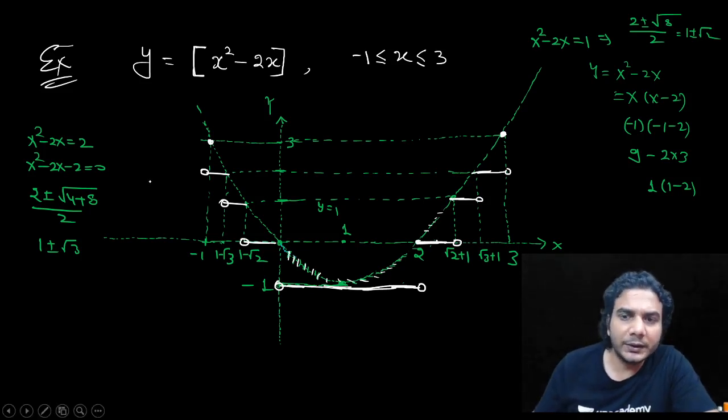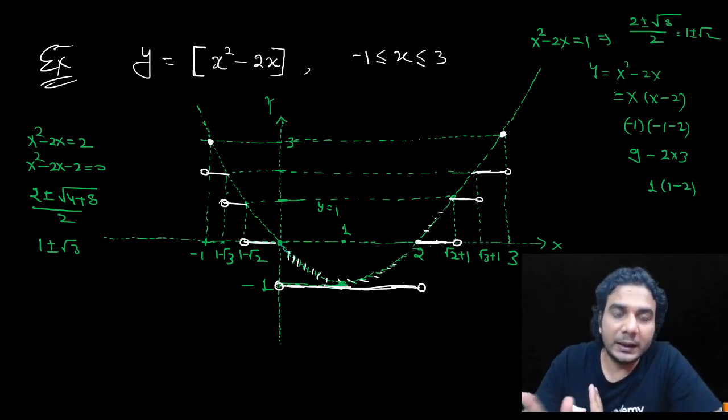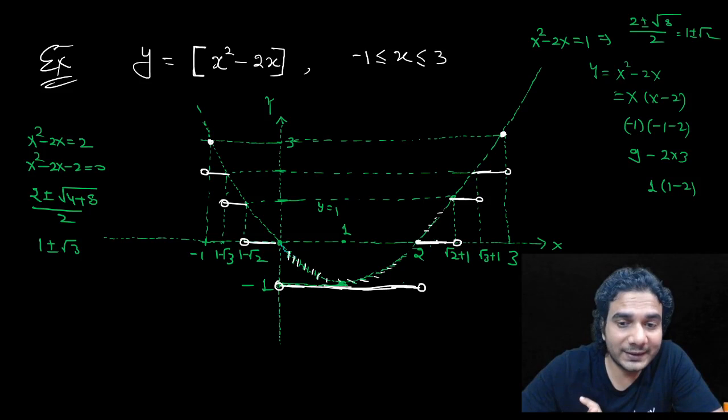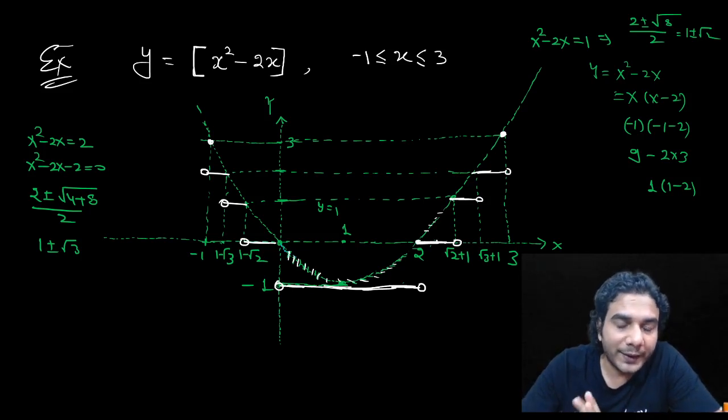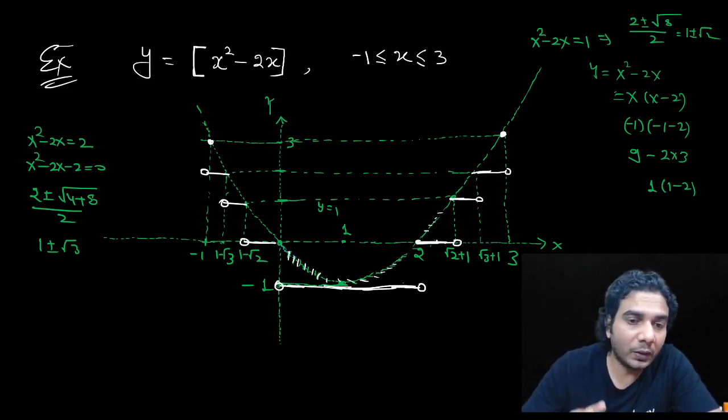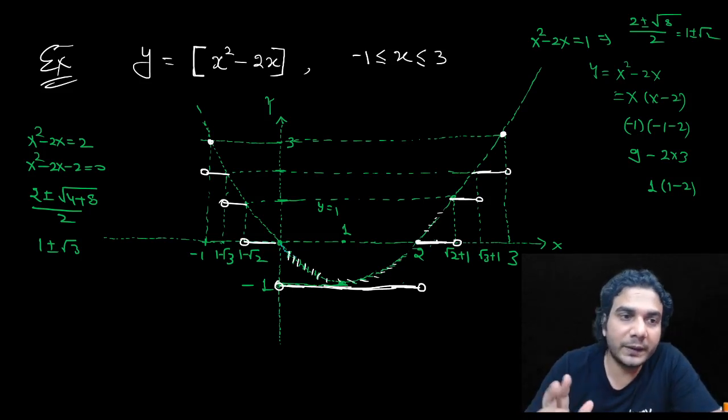So in this way, you just need to figure out these points horizontally, because these points might be required. Like in this question, he might ask the points where this function is discontinuous. So now you can answer the points of discontinuity are 2, root 2 plus 1, root 3 plus 1, and 3 also. Similarly, 0, 1 minus root 3, 1 minus root 2, and minus 1 also. Okay, these are the points of discontinuity for this particular function.